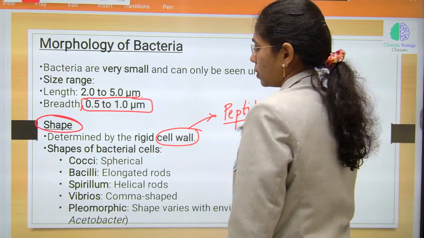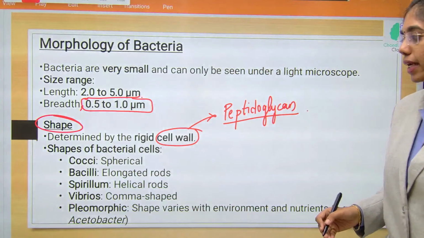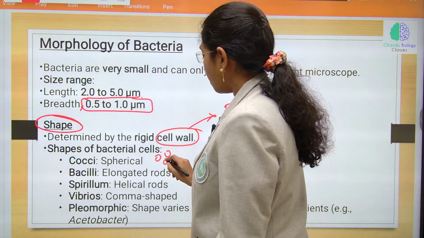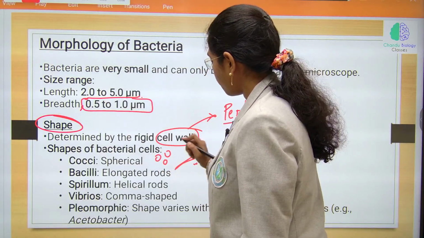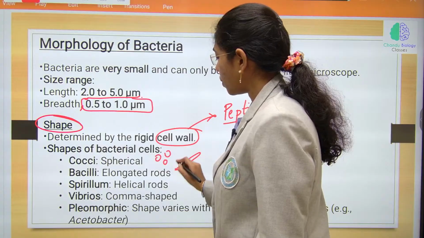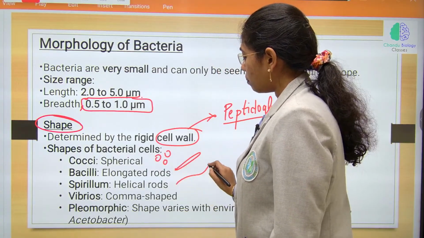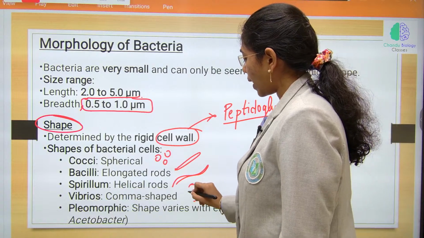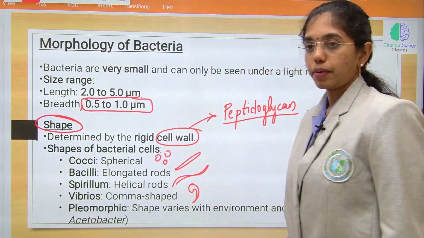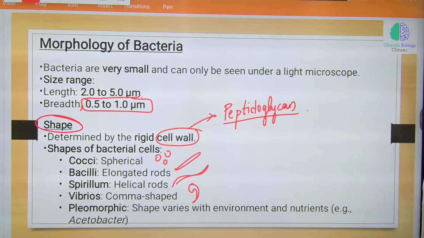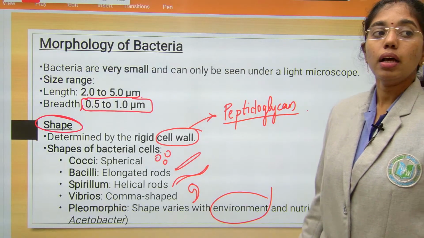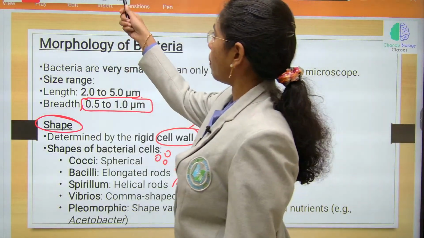Shapes of bacteria can be cocci, where bacteria are spherical; bacilli, which are rod-shaped bacteria; spirillum, spiral-shaped bacteria; and vibrios, where bacteria are comma-shaped. These bacteria are pleomorphic, their shapes varying with environment and nutrients. For example, the bacterium Acetobacter.